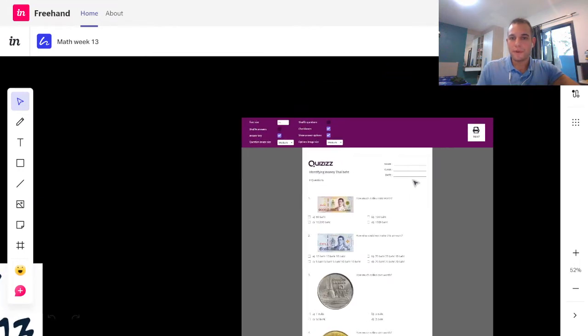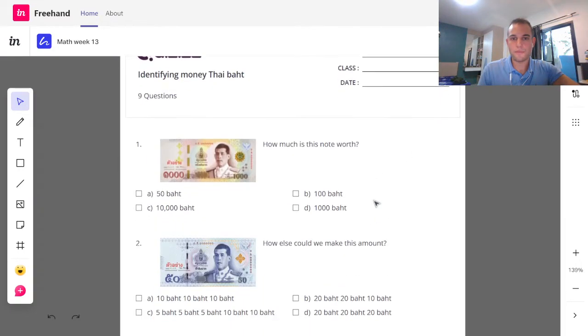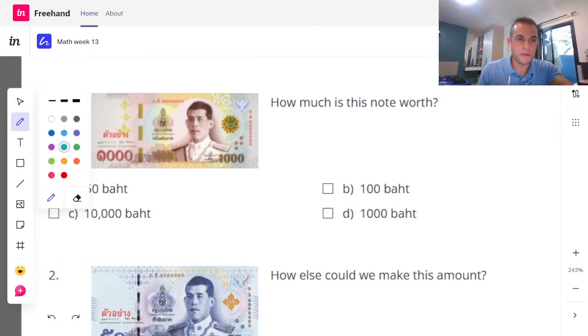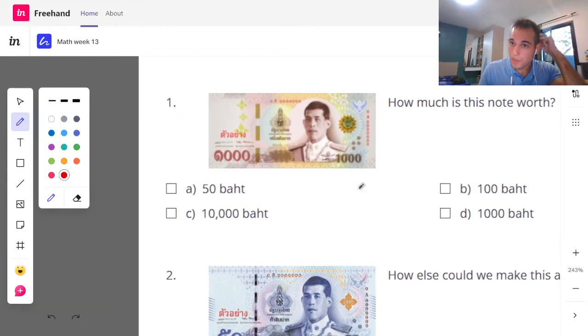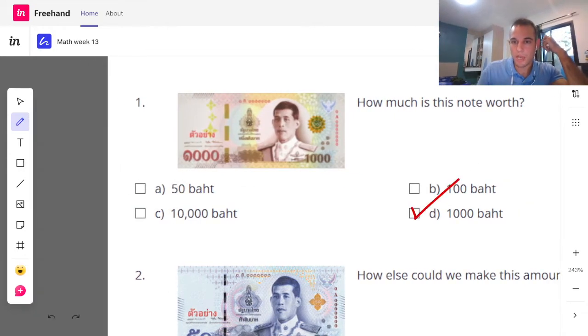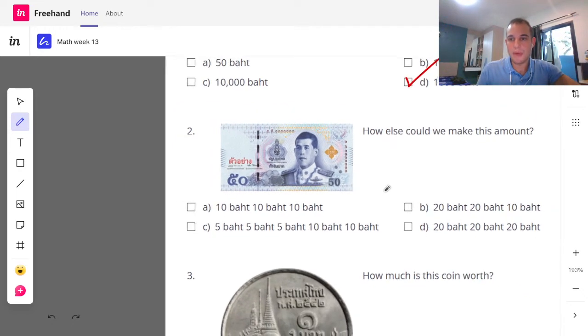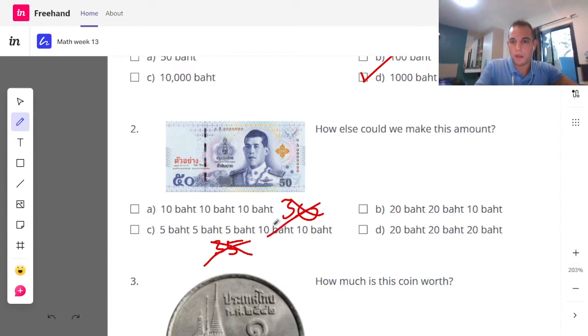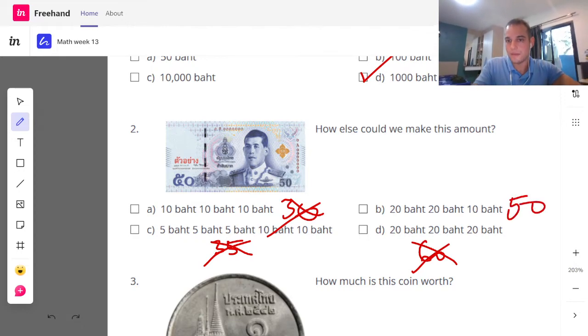Let's review our homework first from our quizzes. This was the one from our Zoom class. So we'll get started with checking our homework, okay? So how much is this note? 1,000 baht. How else can we make this amount of money? Well, this is 50, so let's think. This is 30. 5, 5, 5, that's 15, plus 20 is 35, so that's wrong. 20, 20, 20, that's 60, and this one is 50, so it's B.